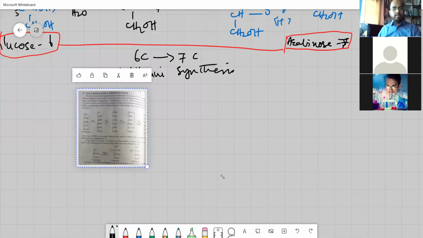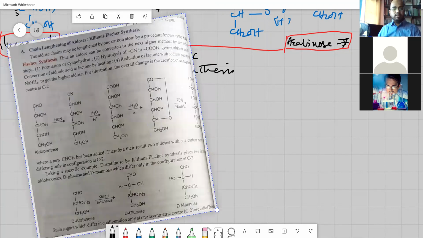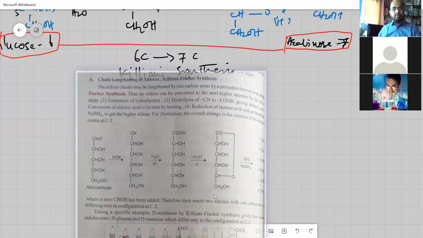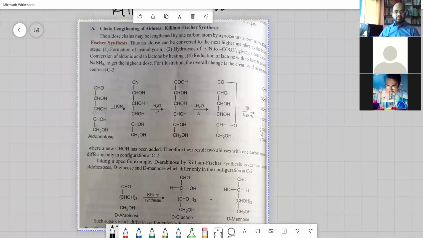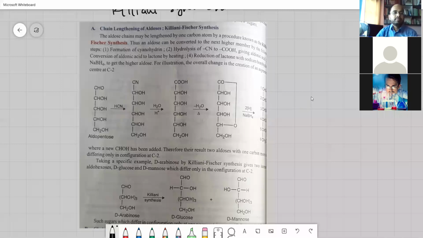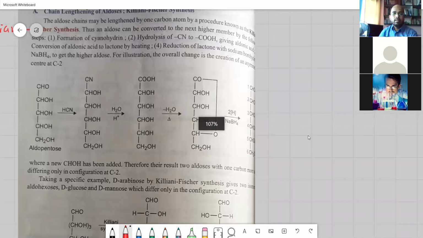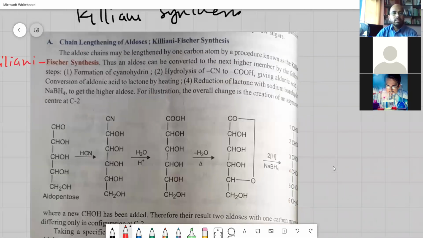Right, this is what I found in our book there. Here, this is very simply written. Let me see this. First, the Kiliani-Fischer synthesis. You can remember this step.